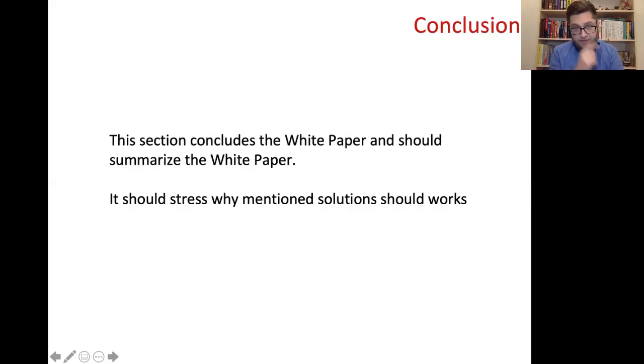Then the conclusion. In the conclusion part, you simply make the conclusion and summarize the white paper. You're just stressing what you found out, and for example, some further problems that could suddenly occur. And this part should also stress why your mentioned solutions should work, that this time we will solve this problem and we will succeed in that.